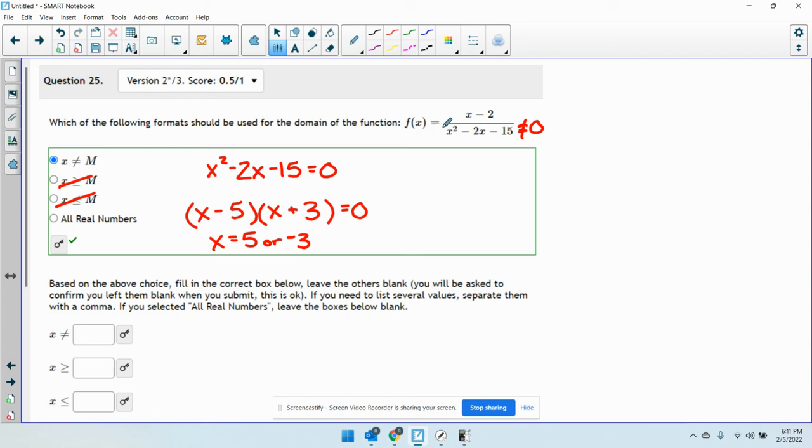So when x is 5, I get 25 minus 10 minus 15, which is 0. And when x is negative 3, I get 9 plus 6 minus 15 is 0. So these are both bad numbers. So these are the numbers that are not in my domain. So based on the above choice, we'll fill in this one. X can equal 5, and then it says use a comma, or negative 3. And we will leave these boxes blank. Okay.